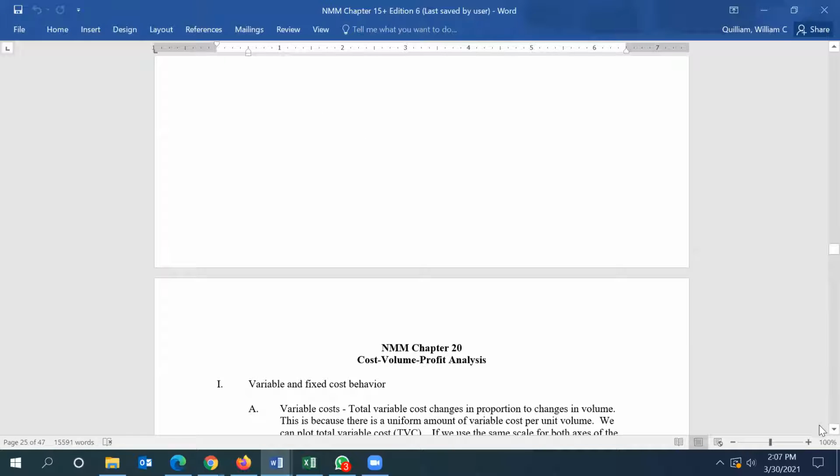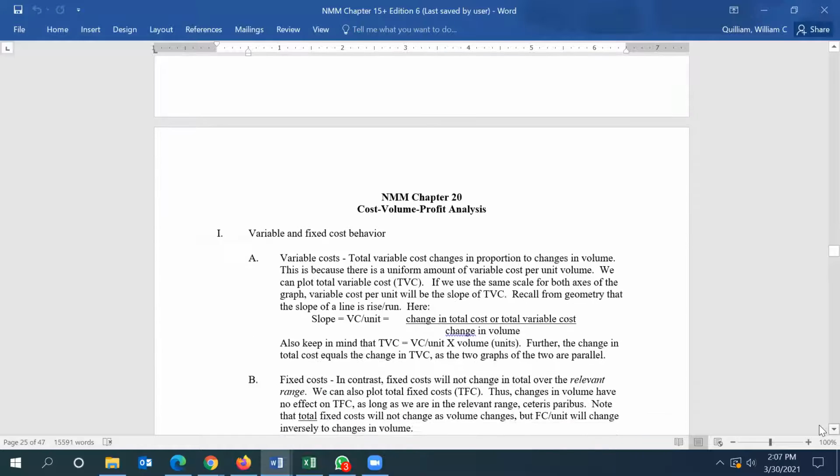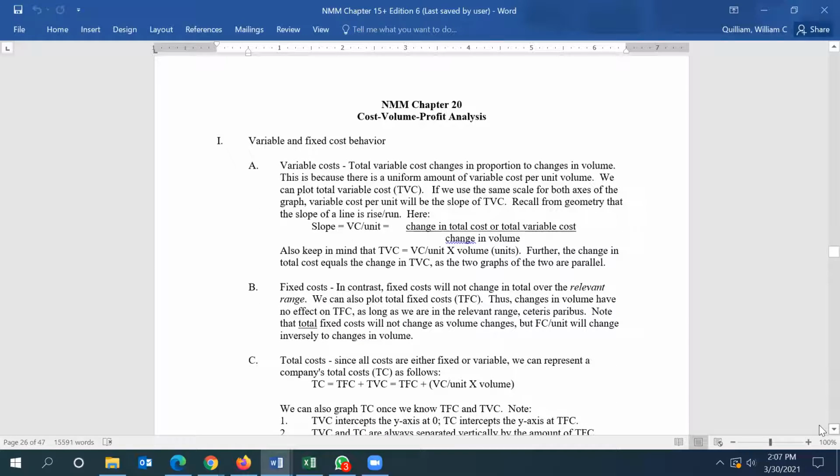Well, then chapter 20, cost volume profit analysis. This one definitely does have numbers. And the first thing we looked at are variable cost and fixed cost. We know what those are by now. Variable costs vary according to our volume, number of units we produce and or sell. Usually the number of units we produce, we assume will be the number that we sell. And fixed costs don't. They just stay constant in total.